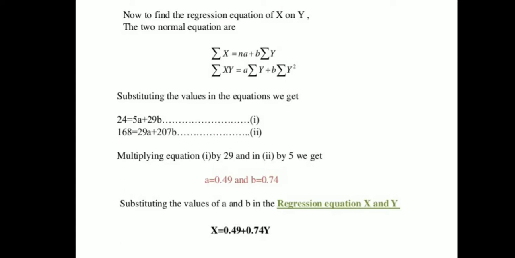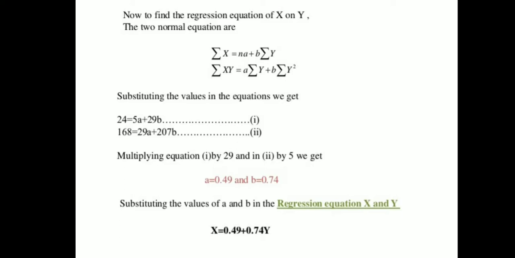And the second equation is sum of product xy equal to a into sum of y plus b into sum of y squared. Now substituting the values from the table, we have 24 equal to 5a plus 29b, equation number 1, and the second equation is 168 equal to 29a plus 207b.